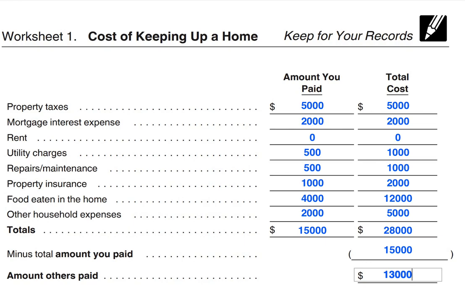Cost of Keeping Up a Home, from IRS publication 501, which deals with dependents, the standard deduction, and other deduction-related issues such as filing status and dependency. So one of the requirements for certain tax benefits, such as being able to claim head of household status or being able to claim someone as a dependent, really depends on who provides most of the upkeep of the house that they're living in.